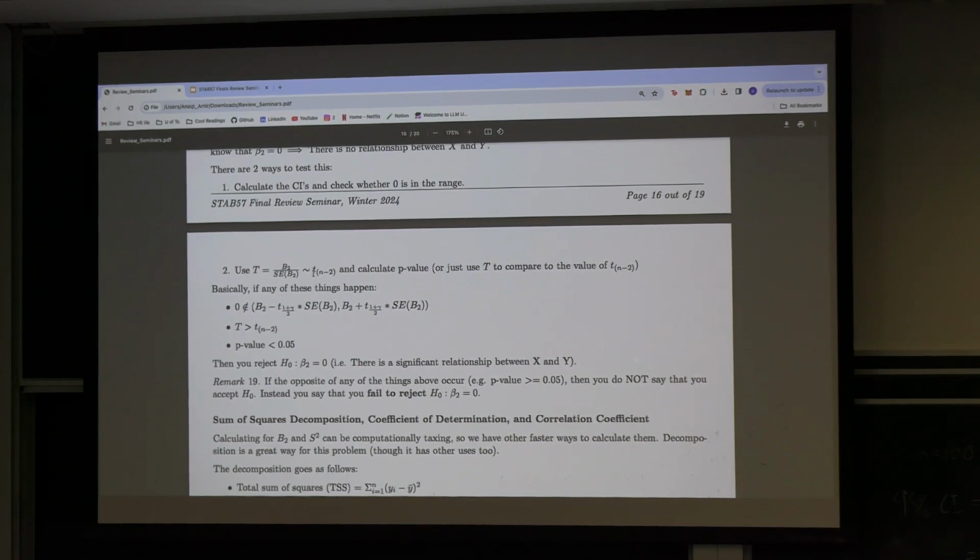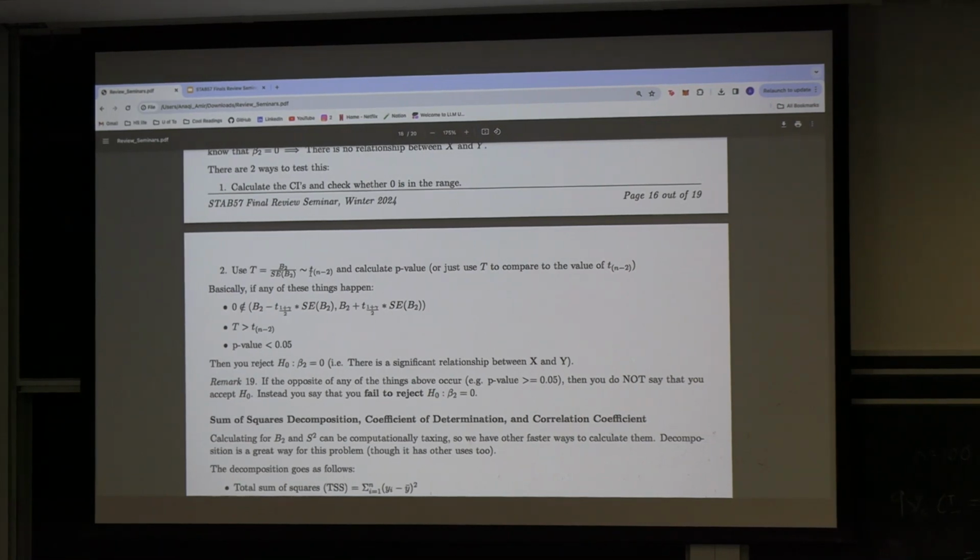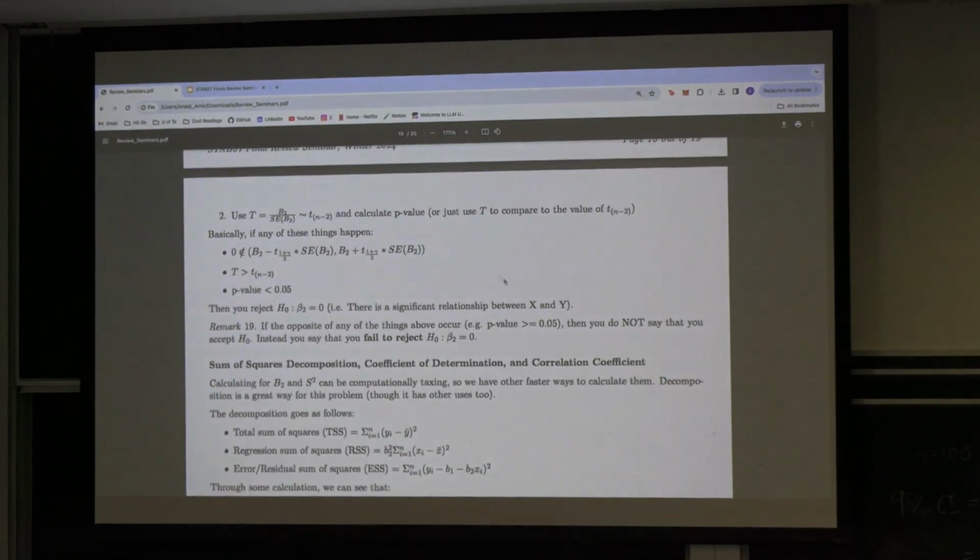This is pretty usual in statistics, to just get the estimate divided by the standard error to get your test statistic, and then you compare that with the value of whatever distribution. So in this case, it's the t-value with n-2 degrees of freedom. And then you can calculate the p-value, or you can just use the test statistic to compare.